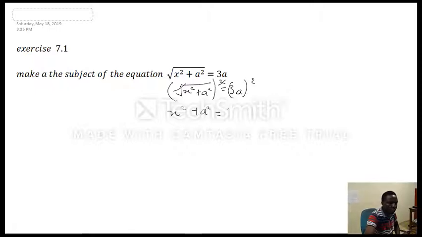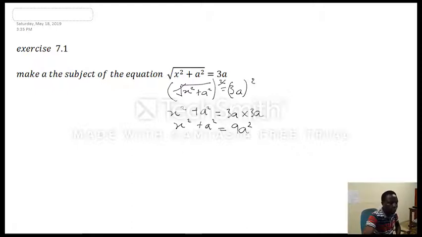So it's going to be 3a multiplying itself, leaving us with x squared plus a squared is equal to what? 3 times 3 is 9. a times a will give us a squared. So we have this to be x squared plus a squared is equal to 9a squared.